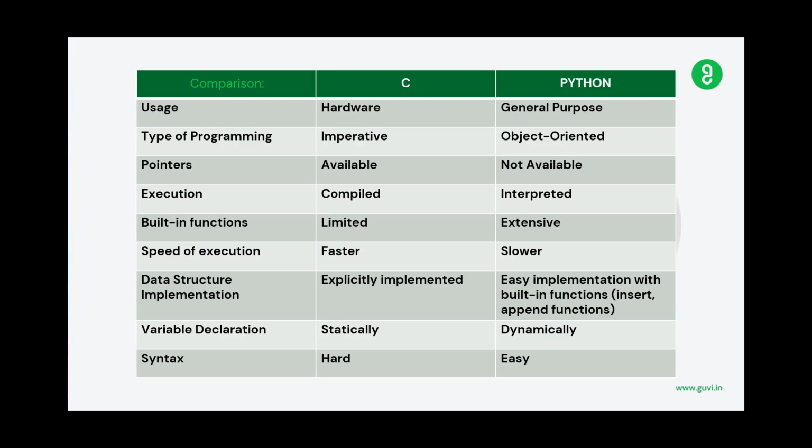Then, when we talk about the variable declaration, it's absolutely compulsory for you to declare the data type of the variable in C, whereas Python is a dynamically typed language, so you don't really need to declare the type of variable. It will happen during your runtime. Lastly, when we talk about the syntax of the programming language, the C programming language has a hard syntax, whereas when you see the syntax of Python, you'll realize that it's absolutely easy to work with the Python programming language.